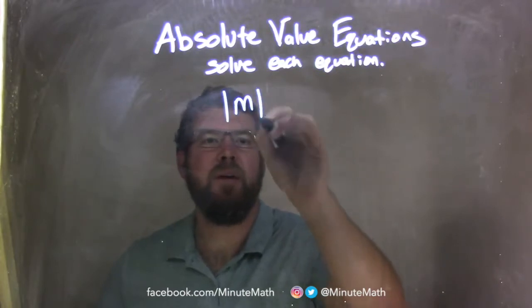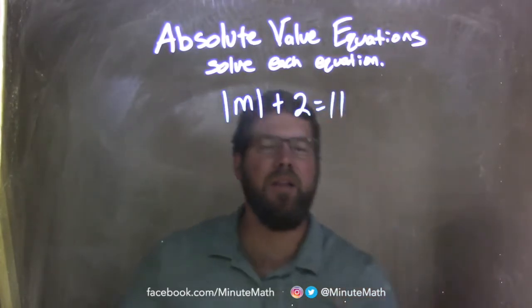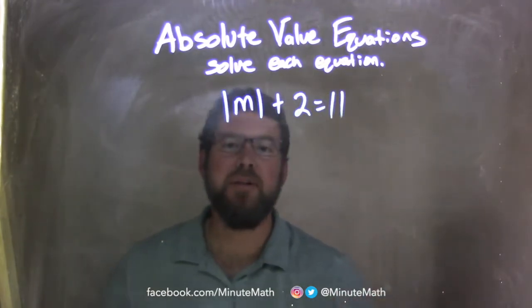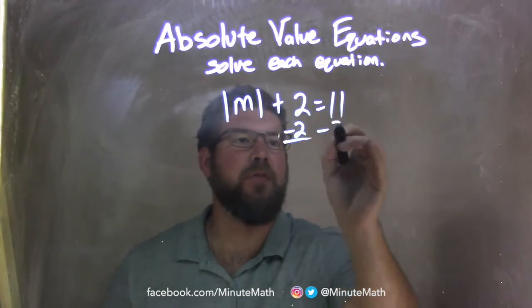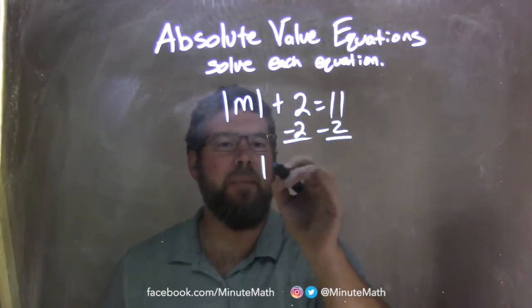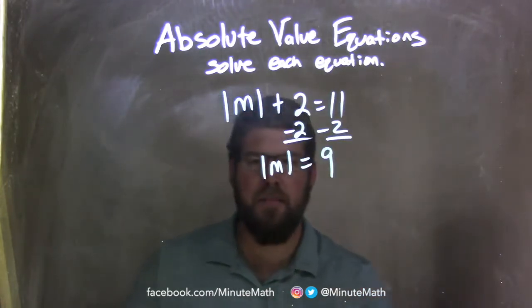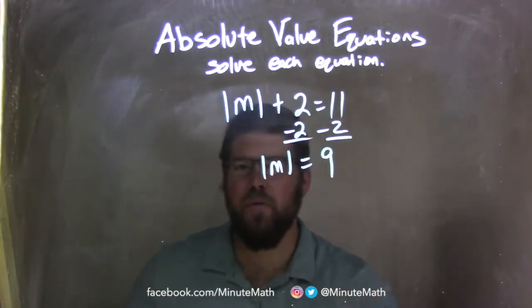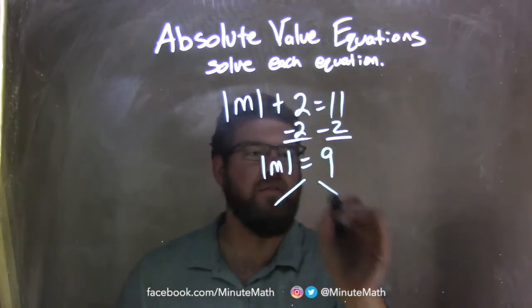Absolute value of m plus 2 equals 11. Okay. First step is to isolate the absolute value, so I have to subtract a 2 from both sides. That leaves me with the absolute value of m equals 11 minus 2, which is a positive 9. From there, since the absolute value is by itself, we can separate this into two equations.